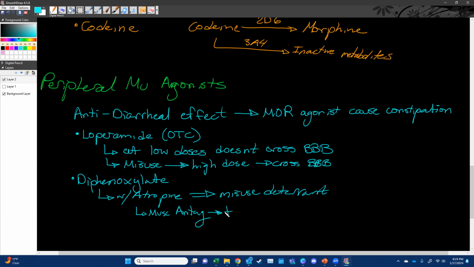So you're going to get things like tachycardia. You're going to have blurry vision. You're going to be sweating. You're going to feel awful. So the question becomes like, why do it? And so it's a deterrent.